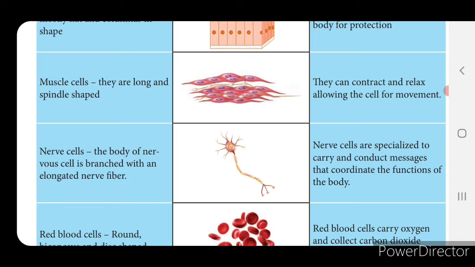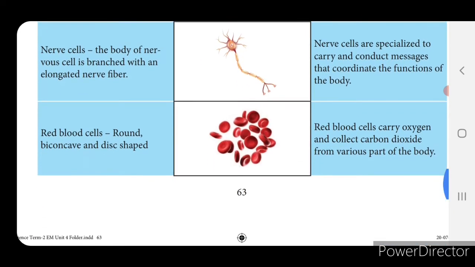Suppose you see a snake on the floor, immediately you will move, you will run from that place, isn't it? Yes, your eyes are watching that snake, immediately you got afraid and you are moving out from that place. This will be carried out by the nerve cells. Nerve cells are specialized to carry and conduct messages that coordinate the functions of the body.